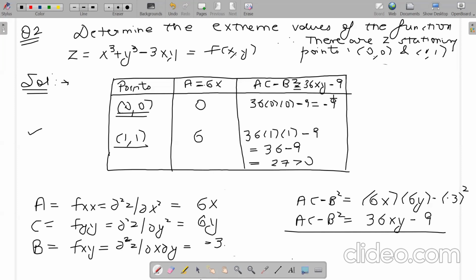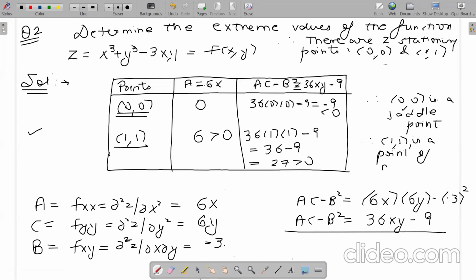So here you can clearly see that at 0, 0 my AC minus B square is negative. So I can say therefore 0, 0 is a saddle point, because AC minus B square has come out as negative. And if you look at 1, 1, A is positive and AC minus B square is also positive. So I can say therefore 1, 1 is a point of minima. As per the second derivative test, 1, 1 is a point of minima, 0, 0 is a saddle point.